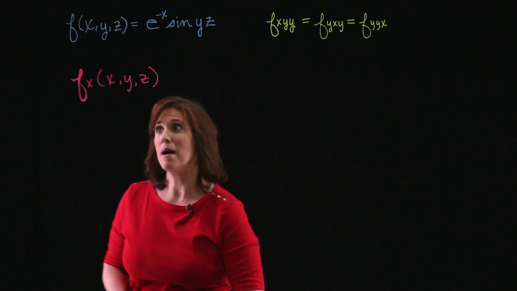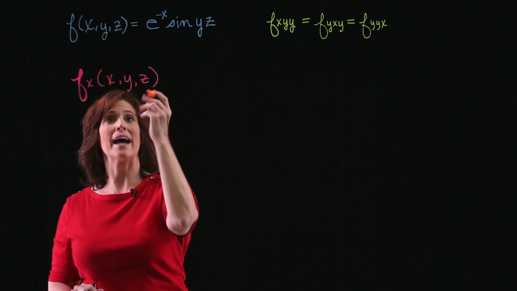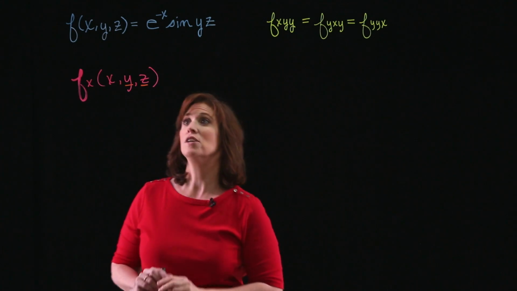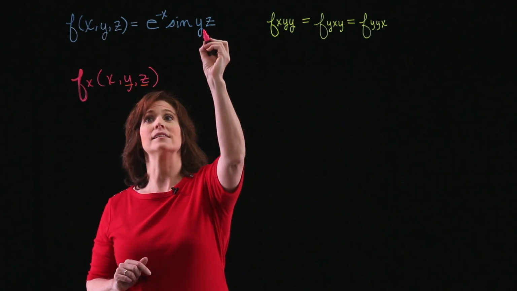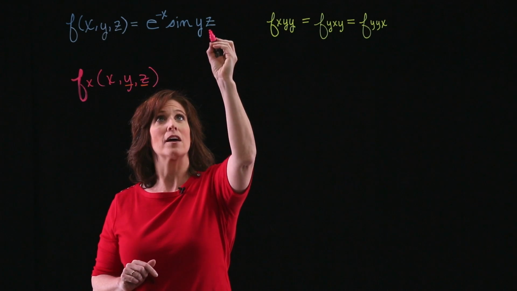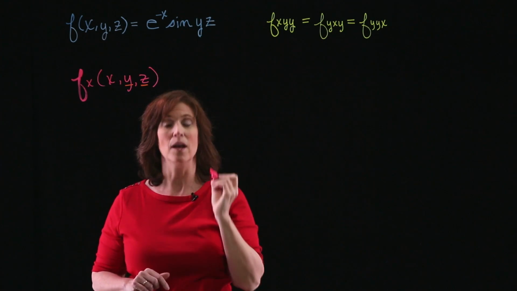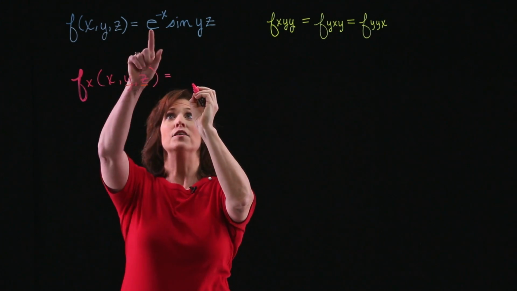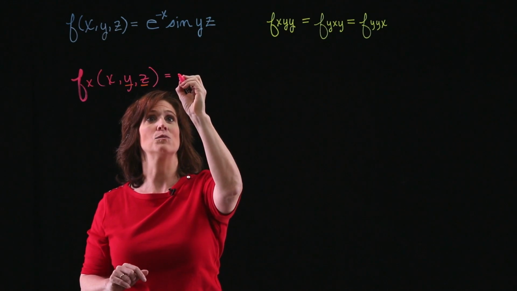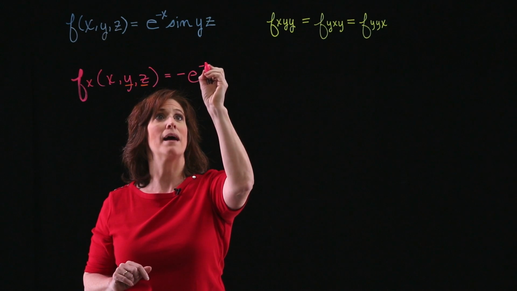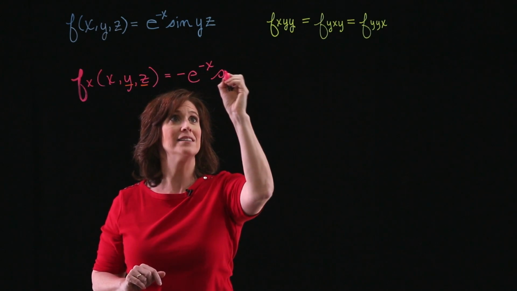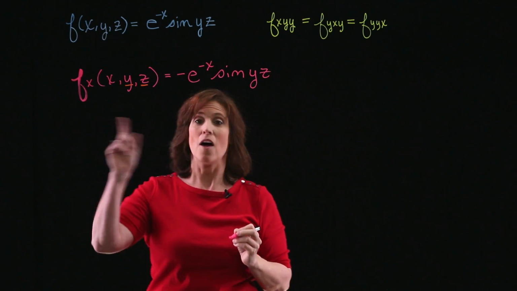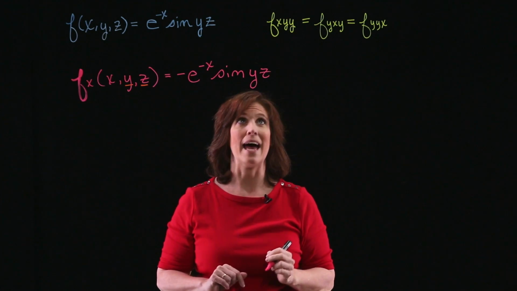Now when I do that, remember, since I'm taking the partial with respect to x, I'm going to treat y and z like they're constants. So if I treat y and z like they're constants, that means that y times z will be a constant, and the sine of yz will act as a constant. So this derivative is going to be the derivative of e to the minus x, which will be minus e to the minus x, times the constant sine yz. All right, so that's my first partial with respect to x.